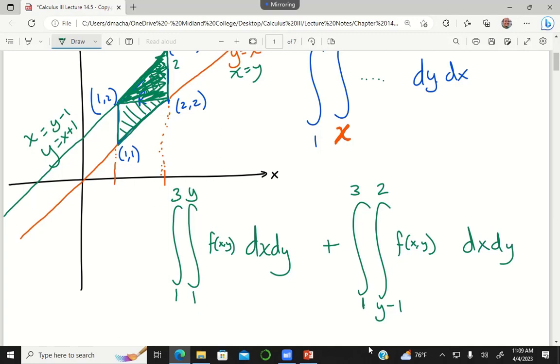For the y, shouldn't it be from 1 to 2 and then 2 to 3? Oh, yeah, that's a good point. That's a really good point. Thank you for catching that. So you're right. For the bottom part, the y value can only go up to 2. And then in the second double integral, the y value starts at 2 and goes up to 3. That's a really, really good catch, really important point.